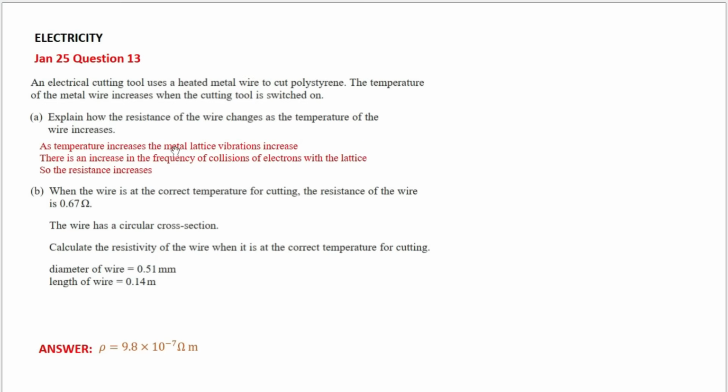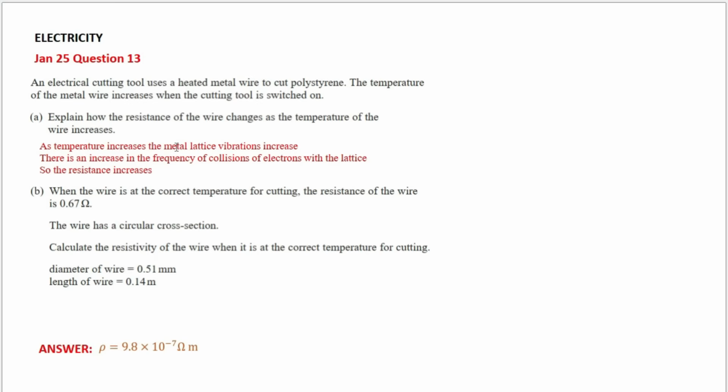I have given the answer here, and you'll get a bit more detailed answer in the FAQ sheet because this was a 3-mark question and this can come as a 4-mark question. The other points are given in the fact sheet. But this is just fine for this specific year, for Jan 25. Now let's move on to the next part of the question, that is part B.